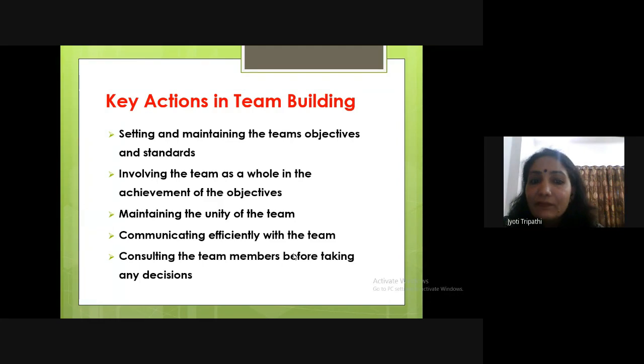Then, communicating efficiently with the team is important for working with unity, for having happiness and harmony in the team and having a healthy environment in the team. So open communication is required. In the further slides, we will discuss communication. And finally, it is consulting the team members before taking any decisions, which we have already covered. Please go ahead, ma'am.